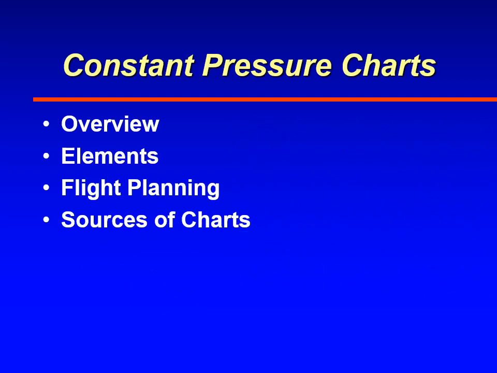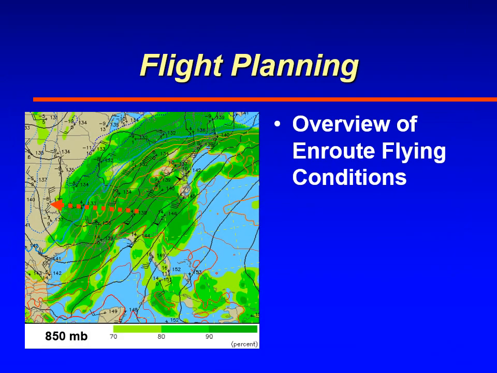We will now talk about flight planning using constant pressure charts. Constant altitude charts provide you with an overview of your en route flying conditions. Depending upon the altitude that you're flying, select a chart that is very close to that altitude, and it'll give you a good picture of what type of weather conditions you can expect.